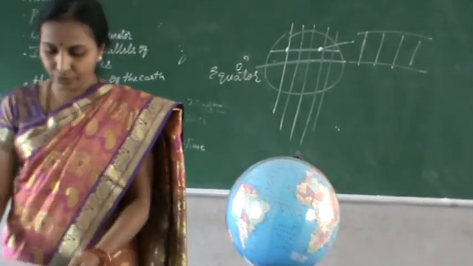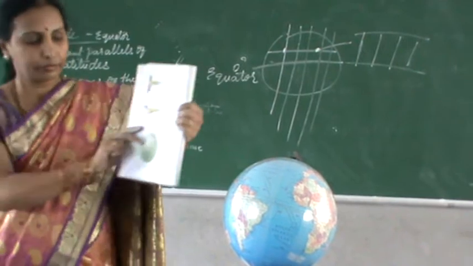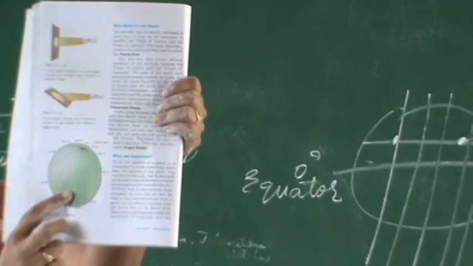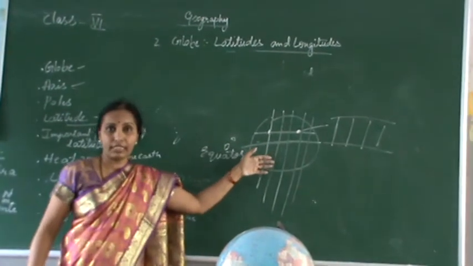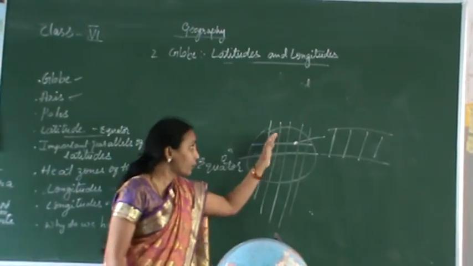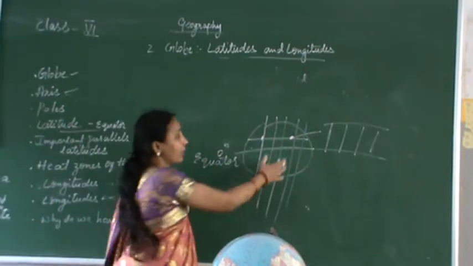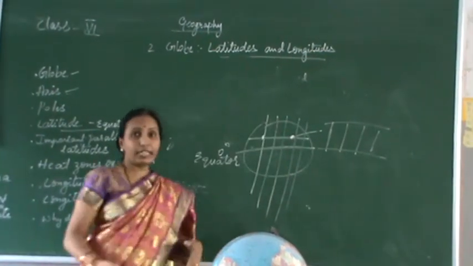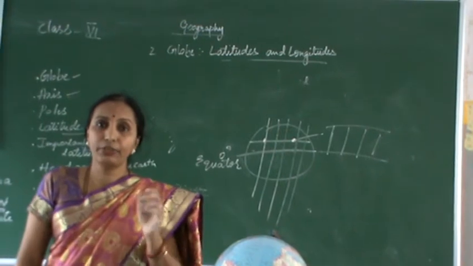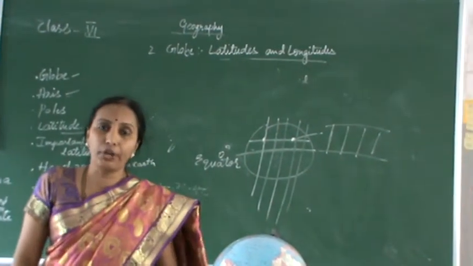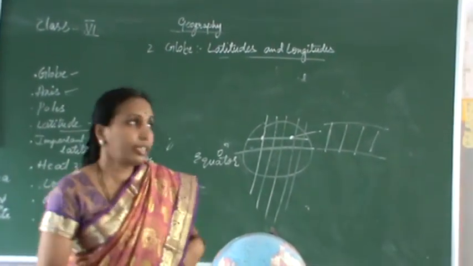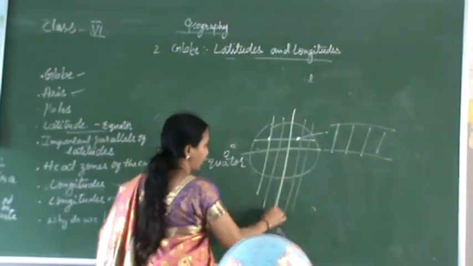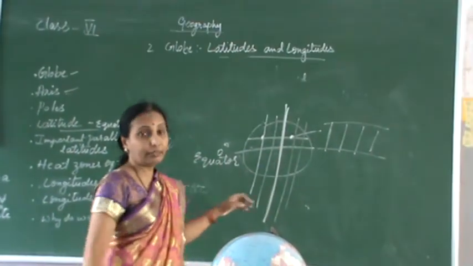You can see this in your textbook. Understand? As latitudes equally divide the northern hemisphere and southern hemisphere, in the same way, how do we come to know which direction it is in? So all the countries have decided to take a reference point, the line passing through Greenwich. It is called the prime meridian. Greenwich is in England.